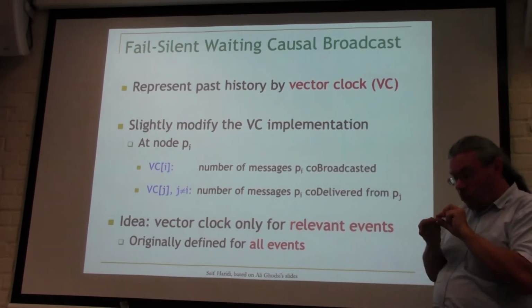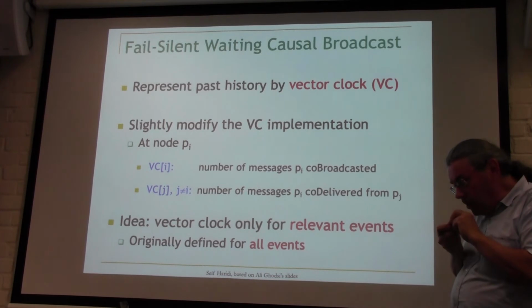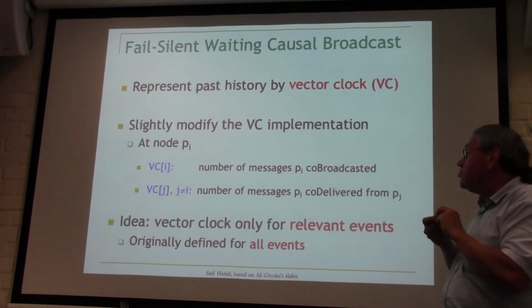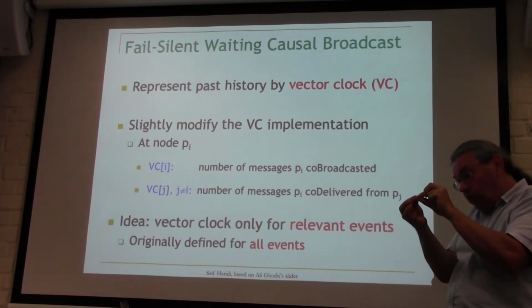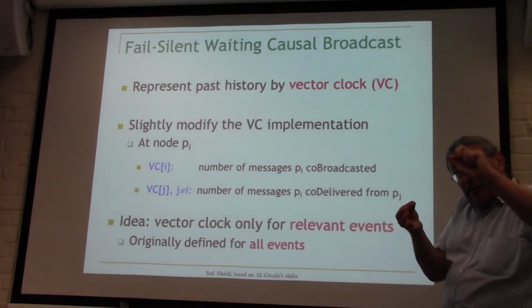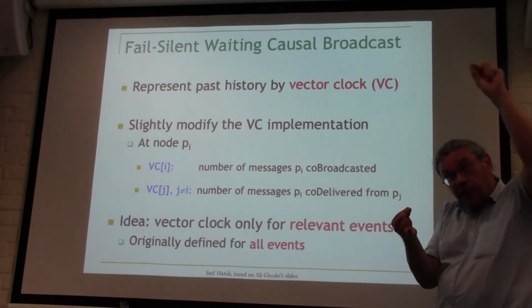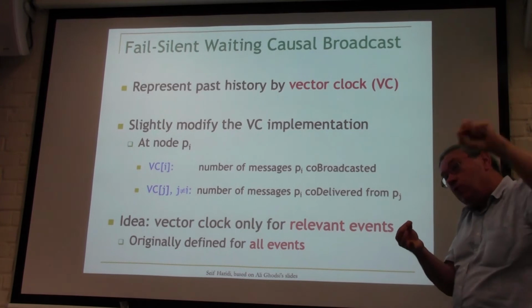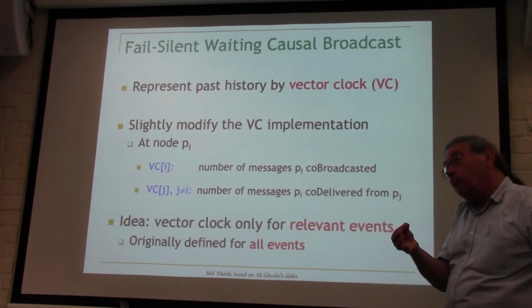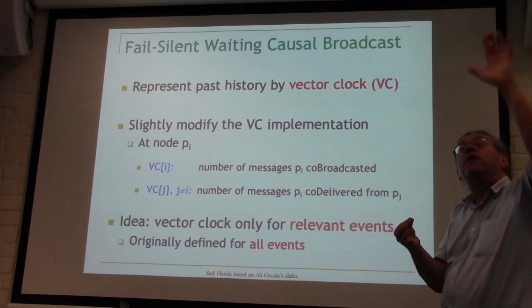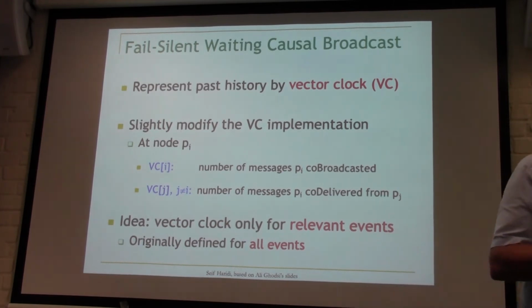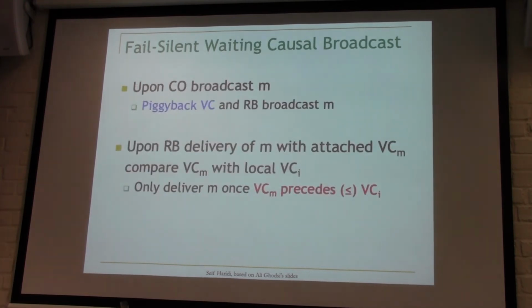So the vector clock will tell me how many causally preceding messages there are at a particular node, ranked from each. How many from node 1, how many from node 2, and so the total number of causally preceding messages will be the sum of all of them. So instead of keeping the whole past, we just have to keep that, basically. Okay?